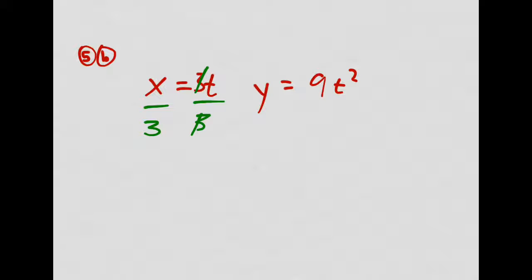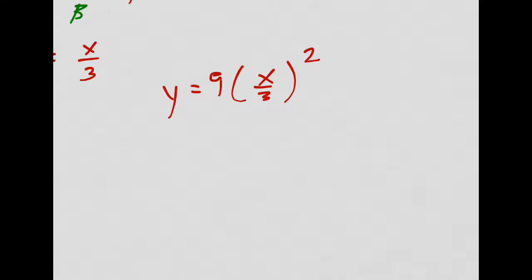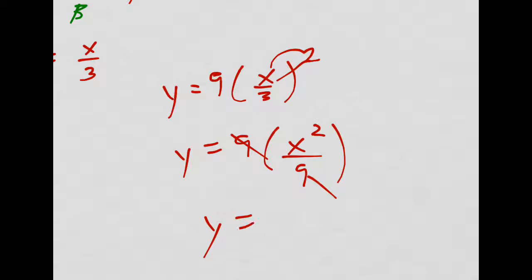I could do it in either case, but I would lose stuff, I think, if I did it in this case, because I'd take the square root. Maybe. I haven't thought about it all the way. So t is actually x over 3. Now I'll take this and plug it into y. So y equals 9 times x over 3 squared. What happens? Well, this would be y equals 9 times x squared over 9, because the square goes to both of them. The 9 cancels out. Y equals x squared.